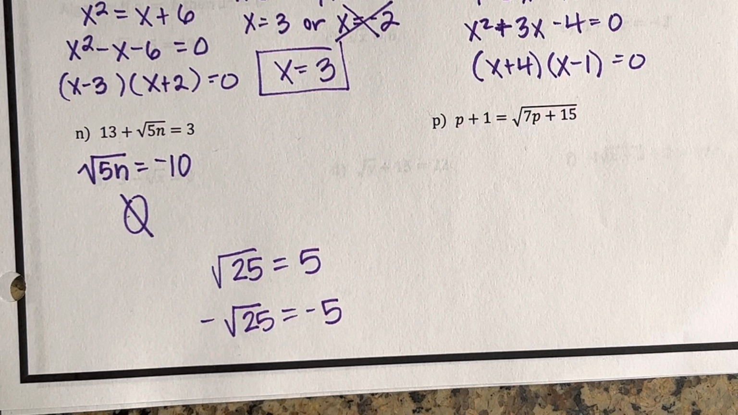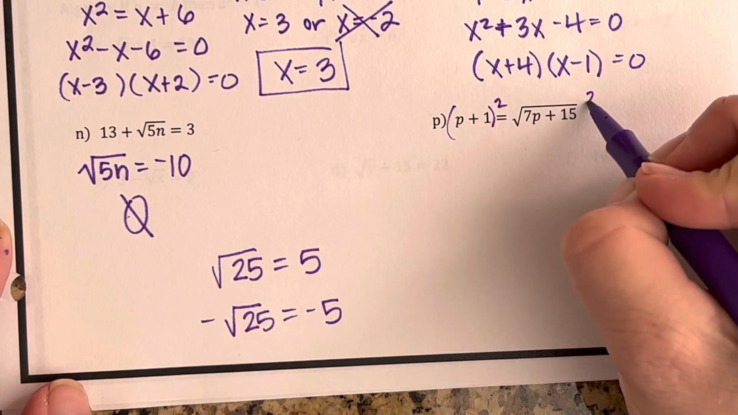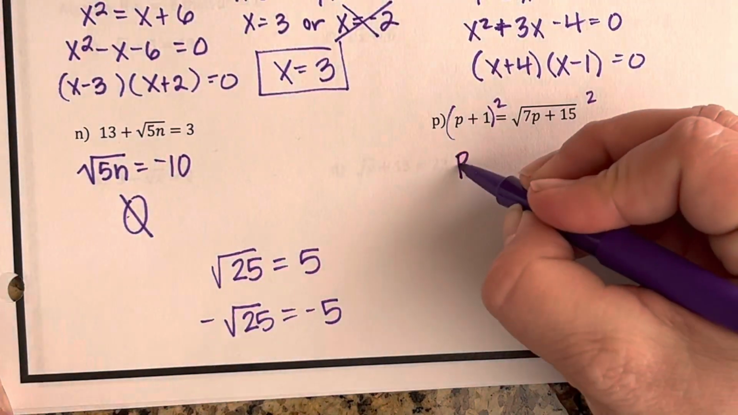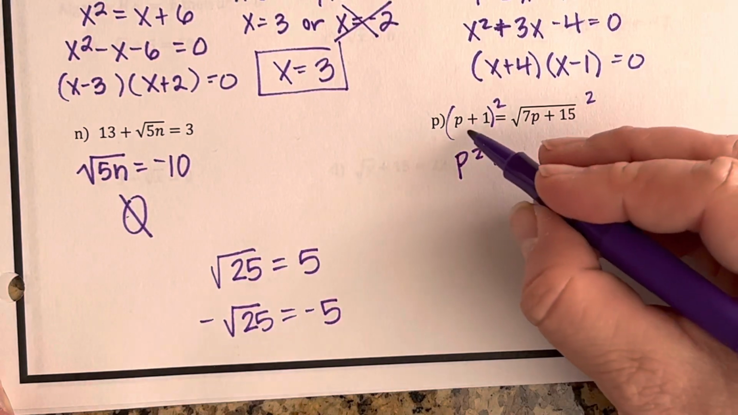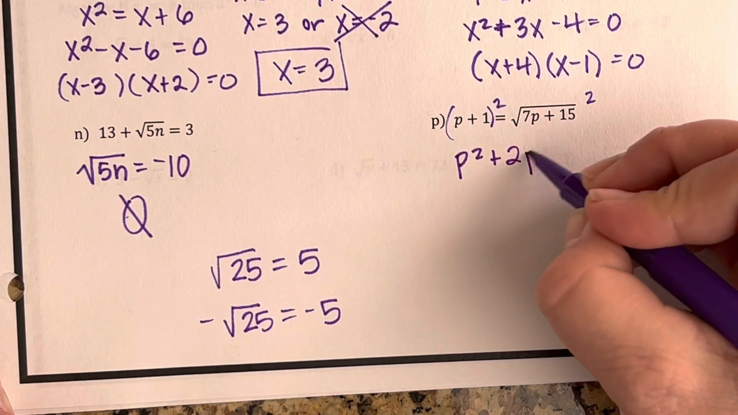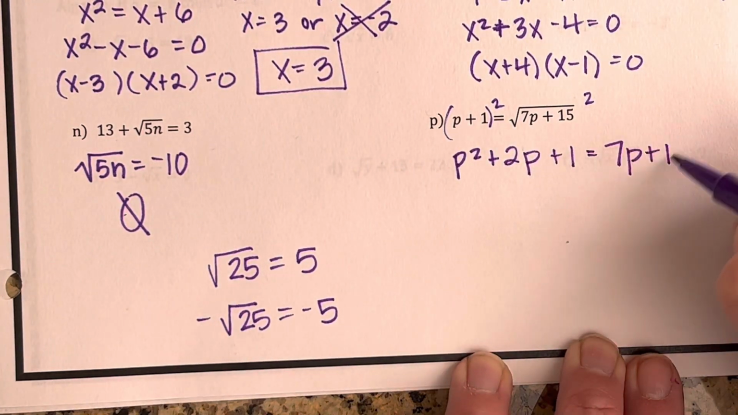Okay, let's talk about this last one, because this one's the hardest. So we're going to square both sides. That means I have to square this whole situation, which means I'm going to FOIL it to get p squared plus p times 1 is p plus 1 times p is p. So p squared plus 2p plus 1 equals 7p plus 15.